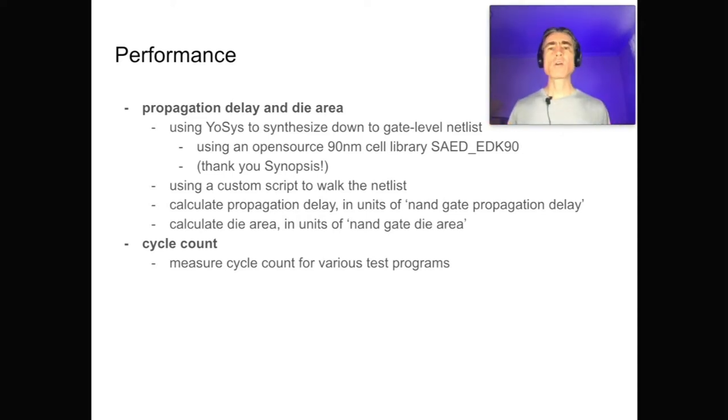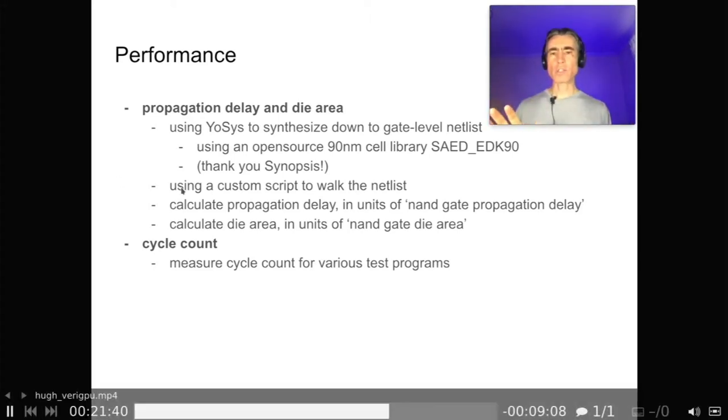And similarly, for the die area, I calculate in terms of NAND gate die area. So if we've got two NAND gates, that's two NAND gate die area. Again, we're not doing layout, we're not taking into account wires, and we're not taking into account power lines. But I feel it might be a reasonable proxy to get some indication of propagation delay and die area. And then cycle count is easy to measure, it's just the number of clock cycles for a particular test program. So we run a test program like, say, matrix multiplication, and see how many clock cycles that takes. All right, so this is performance.